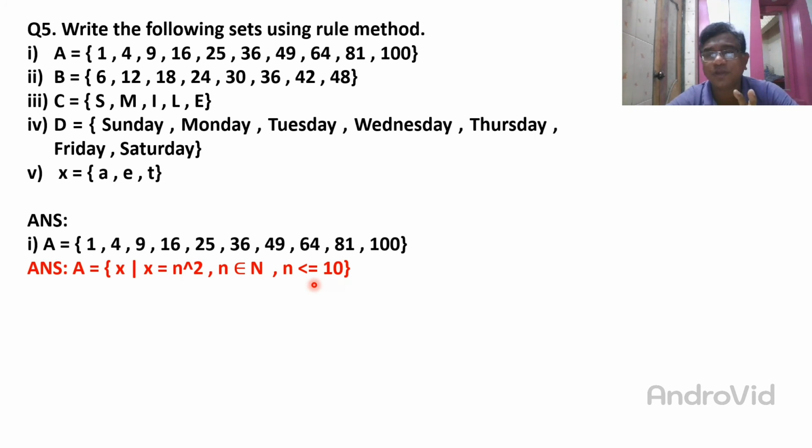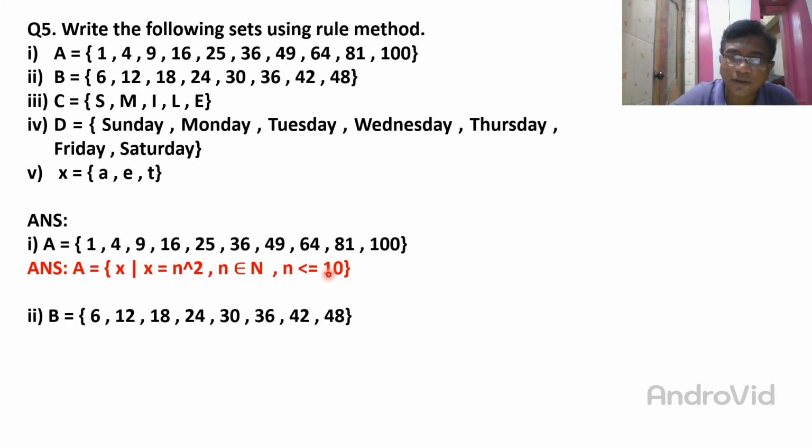1 square is 1, 2 square is 4, 3 square is 9, 4 square is 16, 5 square is 25, 6 square is 36, 7 square is 49, 8 square is 64, 9 square is 81. Why equal to 10? Because 10 square is 100, so it is equal. Okay, equal to 10, so it is equal.